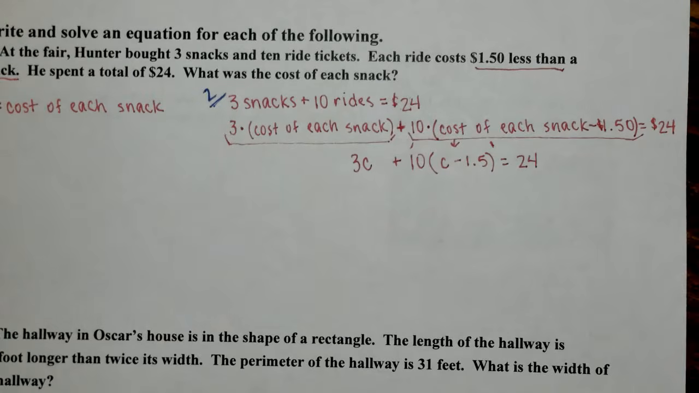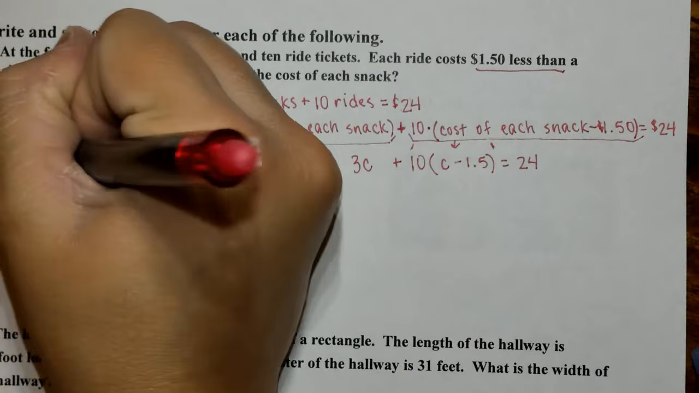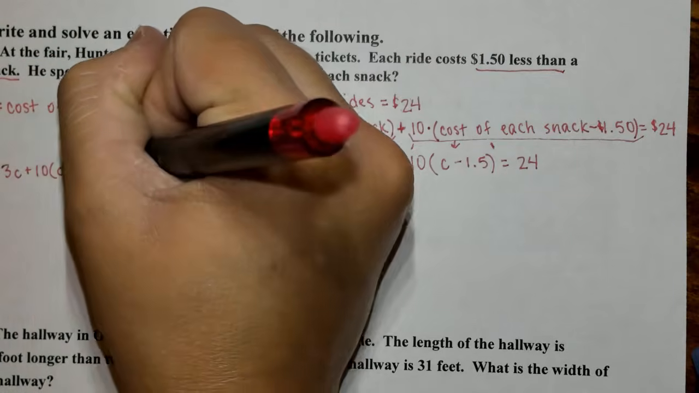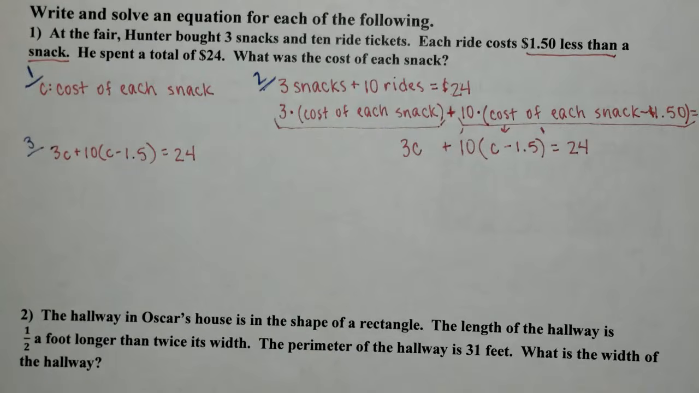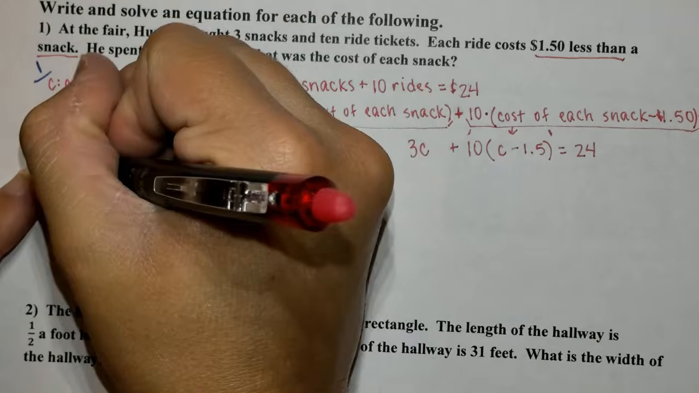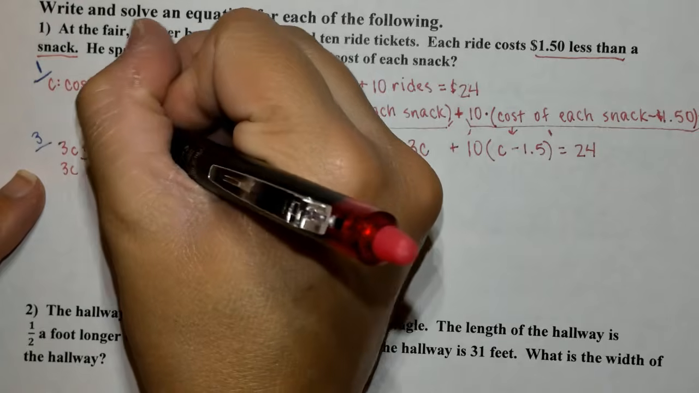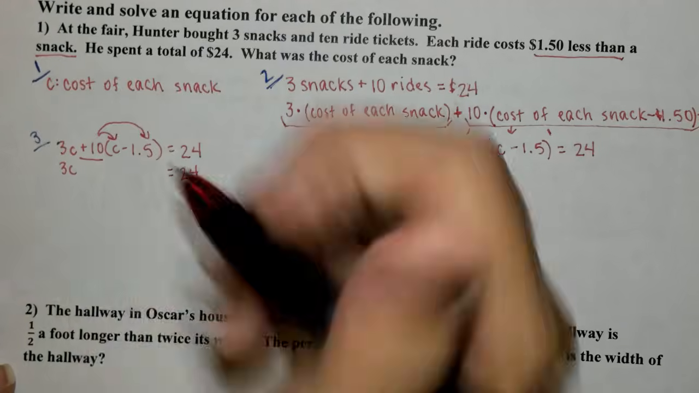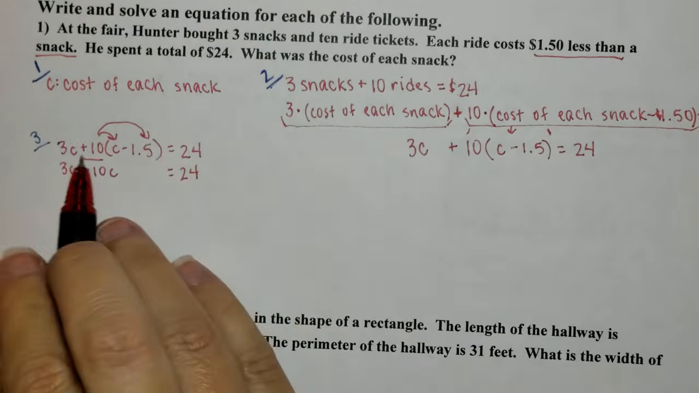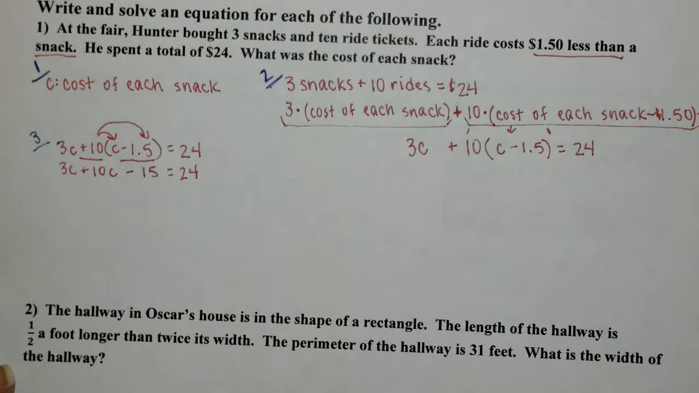All right, step 3 is just to solve the equation. I've got 3C plus 10 times C minus 1.5 equals 24. My first step when I'm solving equations is to get rid of parentheses. So the 3C comes down, the equals 24 comes down. This positive 10, I'm going to distribute to the C and to that 1.5 that's being subtracted. Remember, when we distribute, we multiply. So positive 10 times C is positive 10C. Positive 10 times a negative 1.5 is a minus 15, and then I go from there.